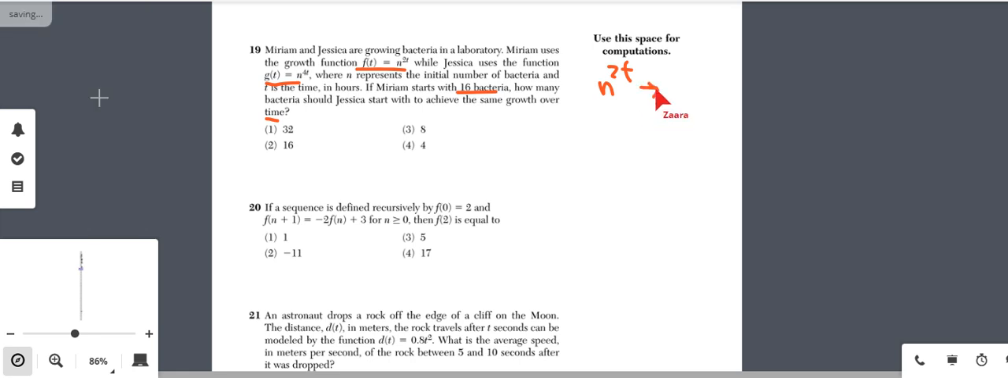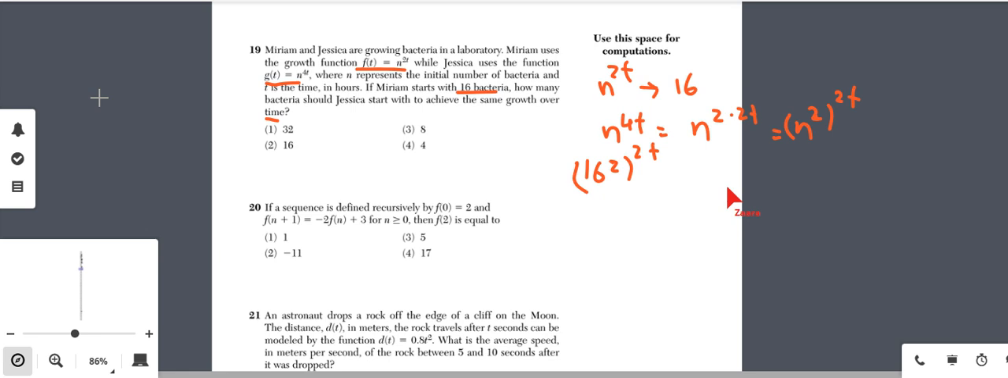For this one n is 16, right? Now I will try to write n raised to the power of 4t in terms of this one. So n raised to the power of 4t can be written as n raised to the power of 2 times 2t, which equals n squared raised to the power of 2t. Now if I replace n with 16, it is 16 squared raised to the power of 2t. Okay, 16 squared is basically 32. Oh no, that's addition.